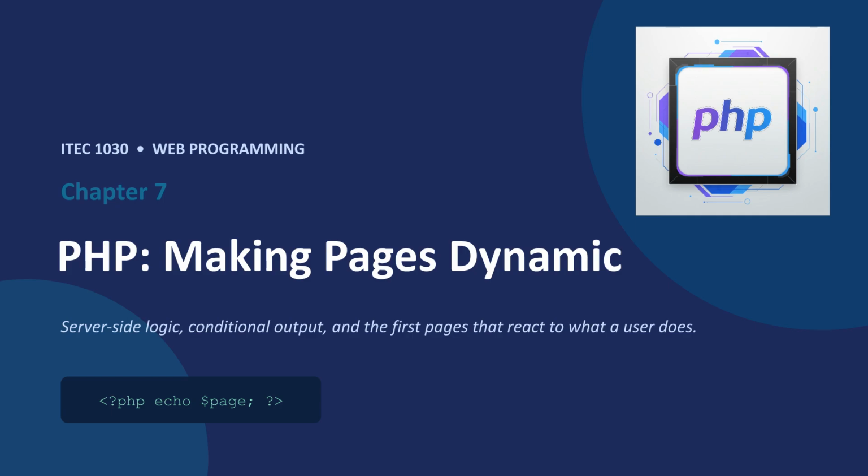Welcome to Chapter 7. Everything we've built since Chapter 1 has been static. The file the server sends is exactly the file we saved, no matter who's looking at it or when. That changes today. PHP is the first language in this course that runs on the server instead of in the browser, and that one difference opens up everything else this semester.